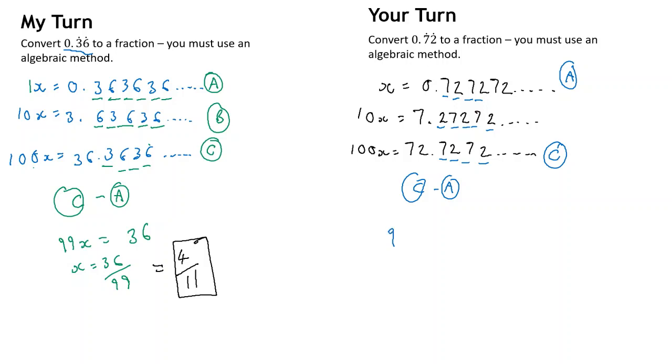100x take away x is 99x equals 72. So then to find our answer, we divide by 99. x equals 72 over 99. And actually, again, this fraction can be simplified, because what do 72 and 99 have as a common factor? 9. They both divide by 9. So when I divide my numerator by 9, I get 8, and when I divide my denominator by 9, I get 11. So it's 8 over 11 in its simplest form. Okay.